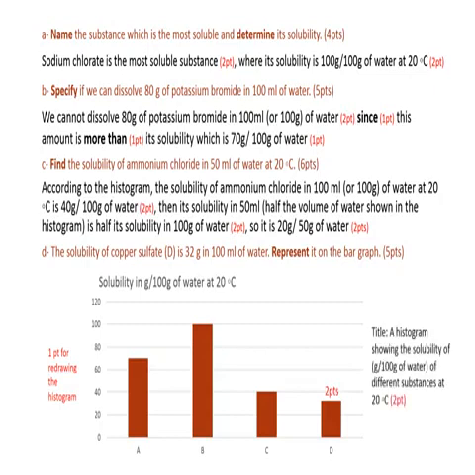And for the title, a histogram showing the solubility of different substances at 20 degrees Celsius, you will take 2 points. So don't forget the title. All this part is over 5 points.